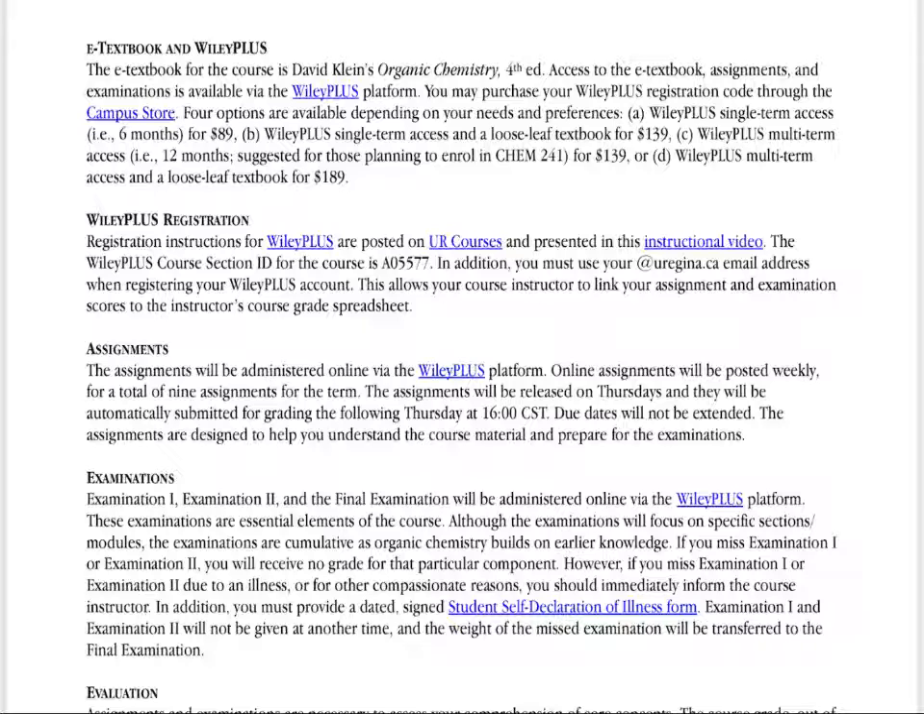However, if you miss Exam 1 or Exam 2 due to an illness or for other compassionate reasons, you should immediately inform myself, the course instructor. In addition, you must provide a dated, signed, student self-declaration of illness form. Examination 1 and Examination 2 will not be given at another time, and the weight of the missed examination will be transferred to the final examination.